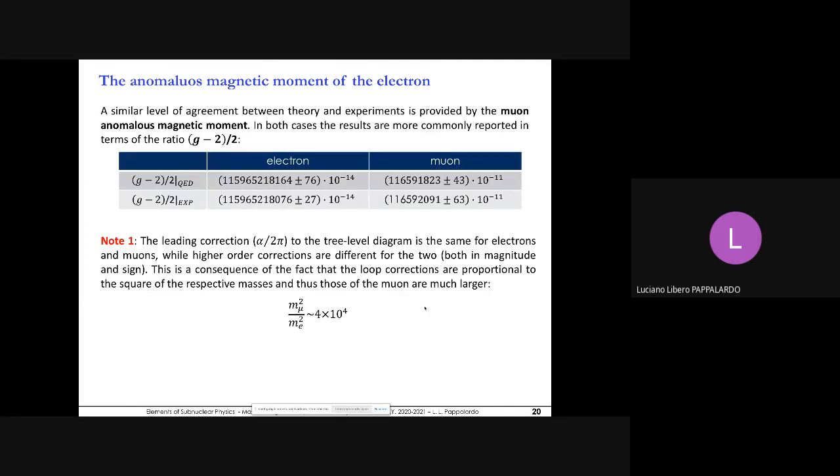And this is a consequence of the fact that the loop corrections are proportional to the square of the respective masses. And those of the muon are much larger. You know, the mass of the muon is 200 times the mass of the electron. Then you have to take this squared, so it makes a very big difference.